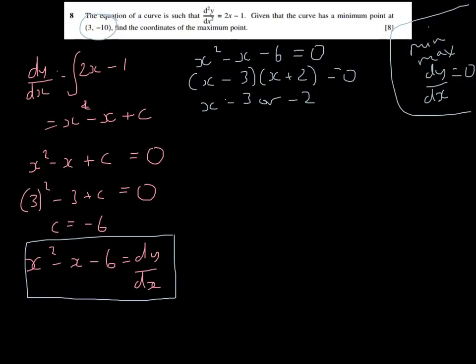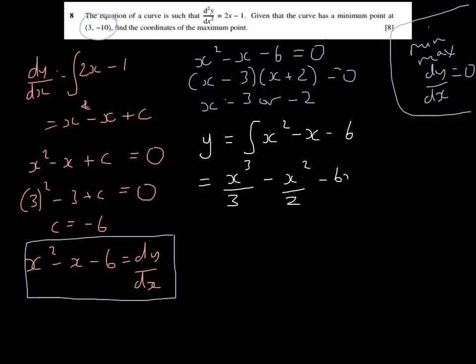Now normally I would substitute that into the equation for y, and that would give me the y coordinate that goes with it, but I don't have the equation for y. So that means I'm going to have to do another integration. So y is going to be the same as integrating dy dx, which is x squared minus x minus 6. That equals x cubed over 3 minus x squared over 2 minus 6x plus c.